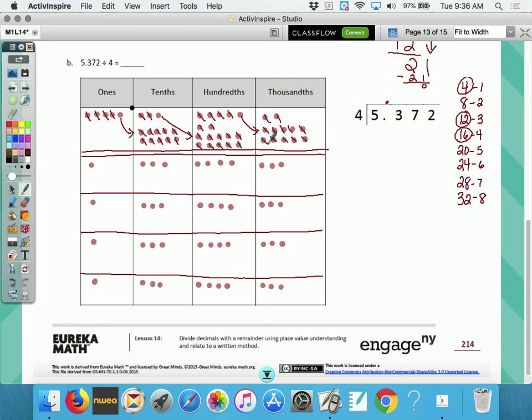Okay, let's get ready for the standard algorithm. I know some of you already did it. Let's do this real quick. Good job.